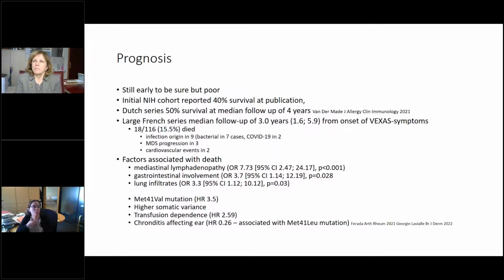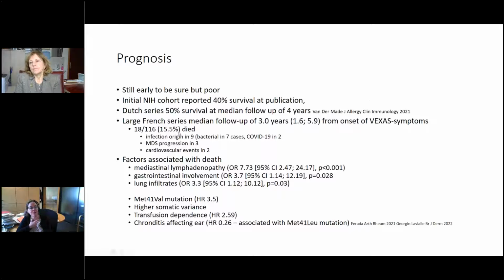Prognosis appears to be poor. At the moment, the cohorts are not that old and they're maturing, so we'll see. But the initial NIH reported 40% survival at publication. A Dutch series at a median follow-up of 4 years reports only 50% survival.